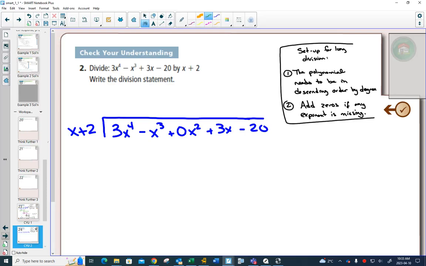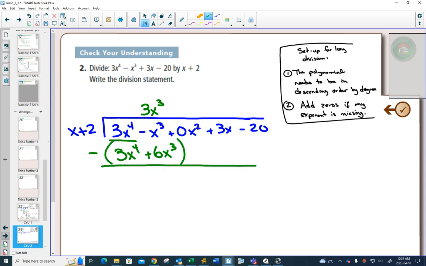So again, our first number is 3x to the 4. What would you have to multiply x by to get 3x to the 4? You would have to multiply by 3x cubed. So above our x cubed column, we're going to write 3x cubed. We then multiply that 3x cubed times the x, 3x cubed times the 2, plus 6x cubed. Put it in brackets and subtract. This will be 0. Negative 1 minus 6 will be negative 7x cubed. Now we still have plus 0x squared plus 3x minus 20.